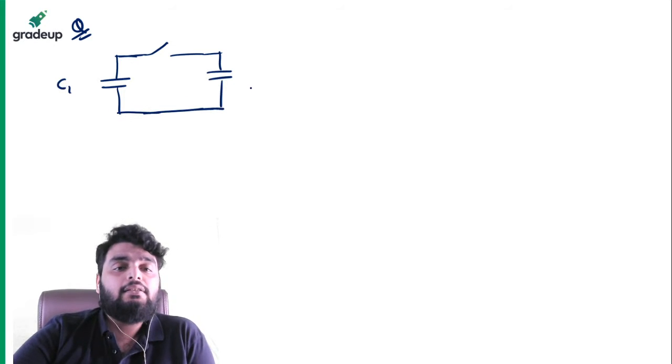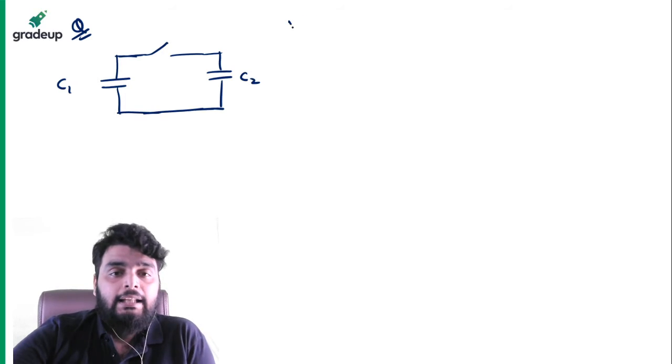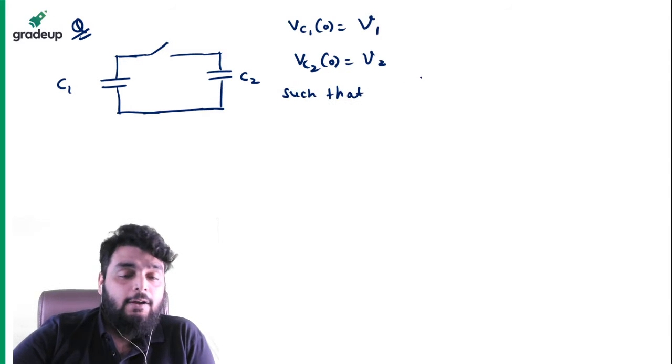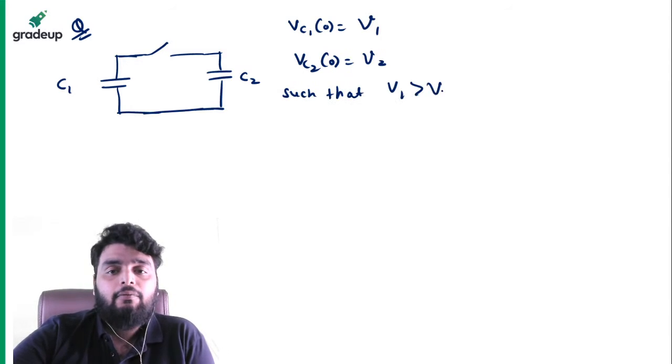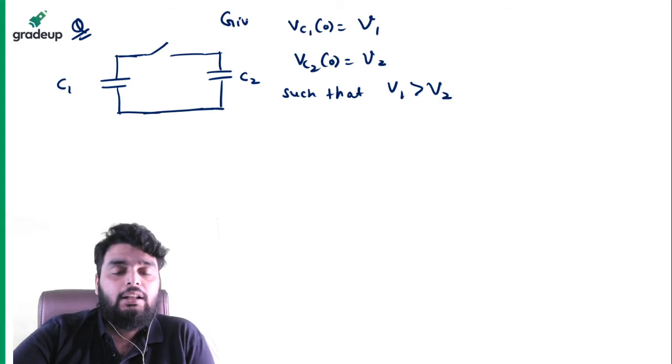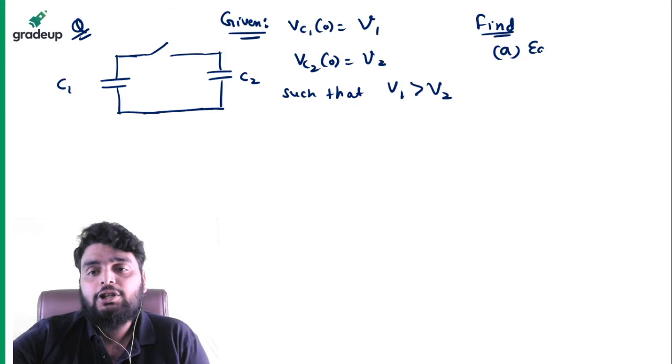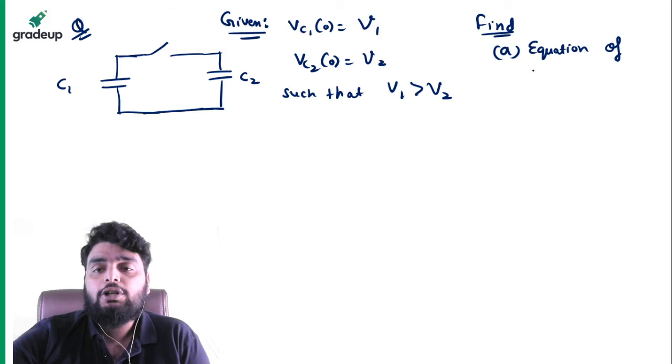This is capacitor C1, this is capacitor C2. Now capacitor C1 is initially charged to voltage V1 and capacitor C2 is initially charged to V2 such that V1 is greater than V2. This is given. All of these things are given in this circuit. Now find what I need to find out. First of all, find the equation of current.